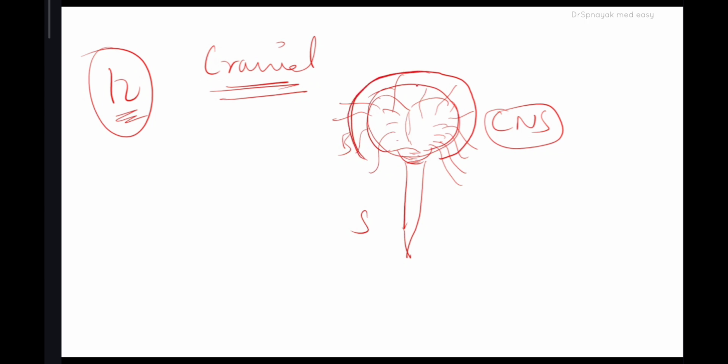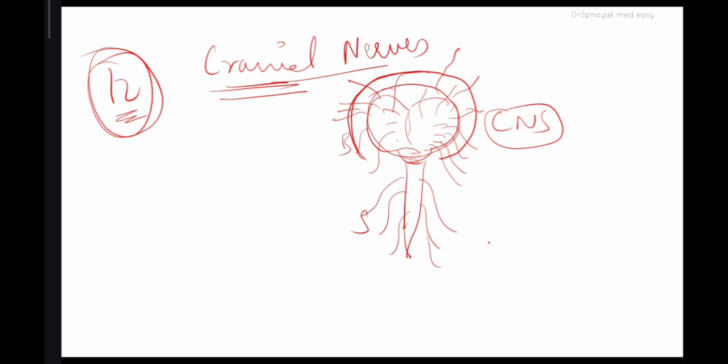We already studied in the previous class that the brain is covered by specialized bones which are called cranial bones. Each cranial bone is attached by specialized joints, the sutures we discussed, right? So the brain is covered by specialized bones called cranial bones, and these nerves come out of the brain through these cranial bones. That's why they are named cranial nerves. We have 12 pairs of cranial nerves, and we also have nerves which come from the spinal cord. They are called spinal nerves.